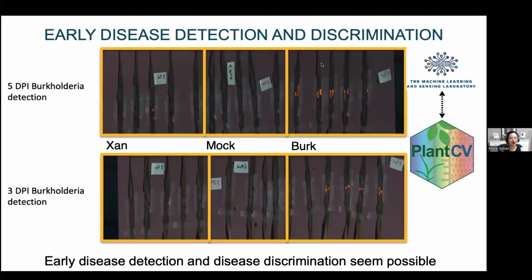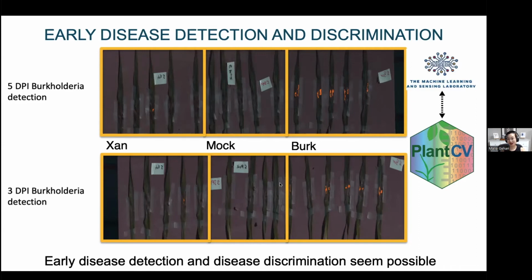So 5 days post-infection, we get detection of Burk on Burk, which is great. We get a little bit of non-specific detection on Xanthomonas, but not too much, and nothing on mock. And then remember, like I mentioned, 4 days post-infection is when an expert can kind of see Burkholderia, so we wanted to go earlier than that. And so here, again, what's nice is we get detection of Burkholderia on Burk, a little bit of non-specific, again, but not much on Xanthomonas, and nothing on mock.